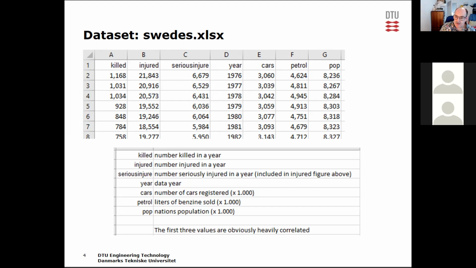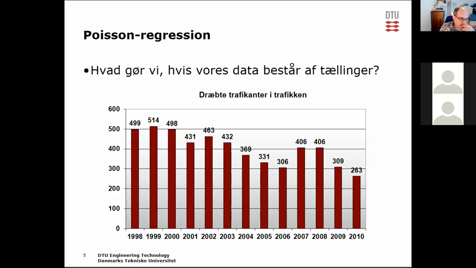Excuse a little laziness here. I grabbed this slide from a previous semester and it's in Danish, so we just switch here a little bit. But anyway, we have this data, right? And the data is not real valued, it's integer data.